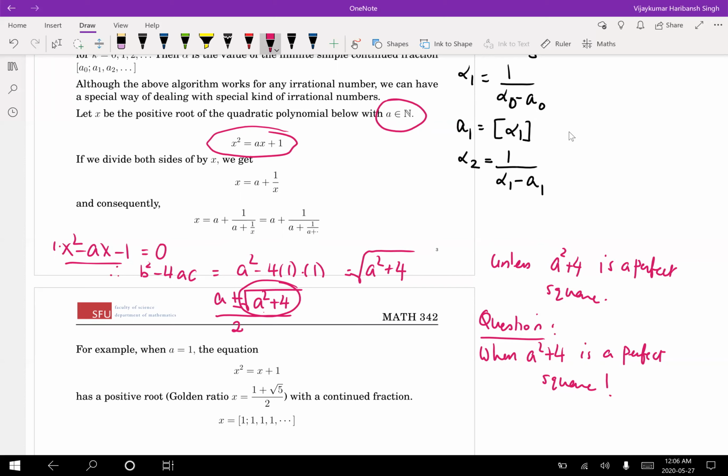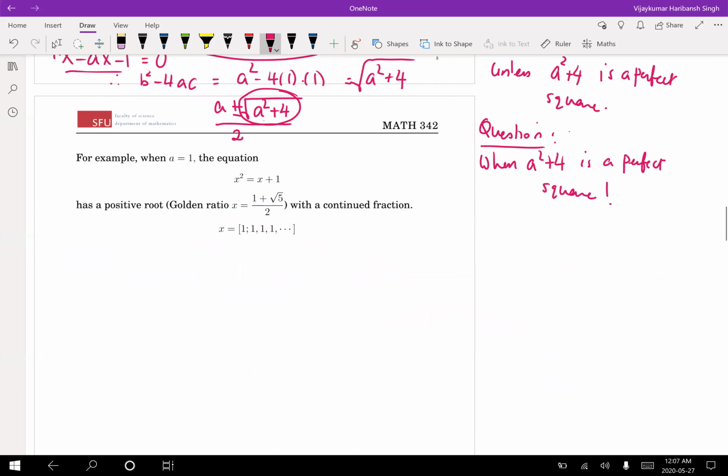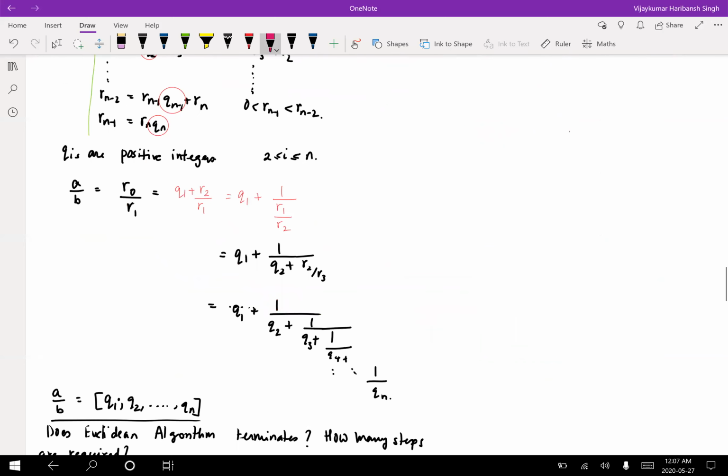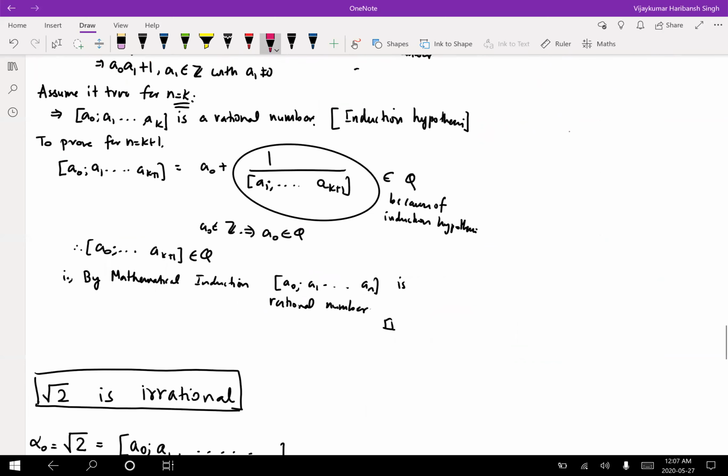Now, since you're getting an infinite continued fraction, that should tell you something. Okay, so let's move ahead now.